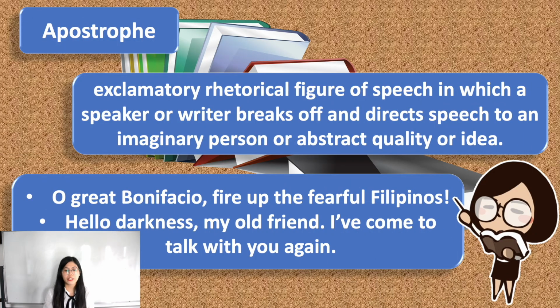So, apostrophe is an exclamatory rhetorical figure of speech in which a speaker or writer breaks off and directs speech to an imaginary person or abstract quality or idea. Meaning, it is an expression addressed to an object or a deceased human. It's like you are talking to them. Example: O great Bonifacio, rise up, fearful Filipinos. So here, apostrophe was used by calling someone who's dead, like Bonifacio.